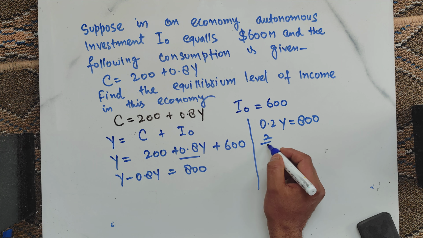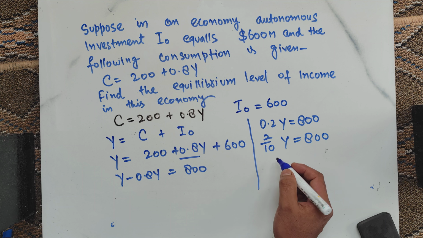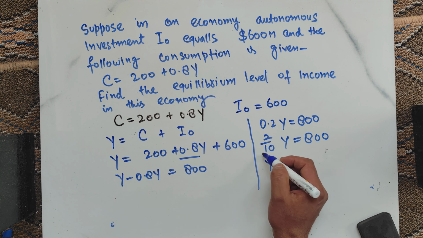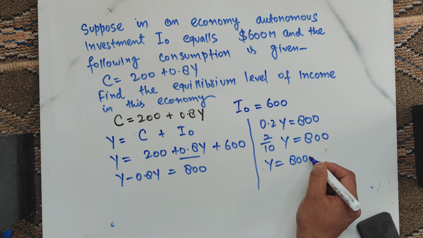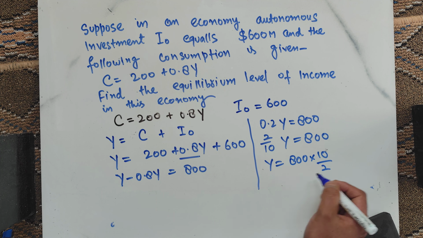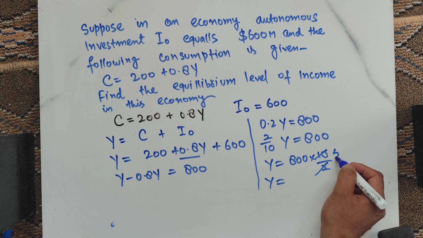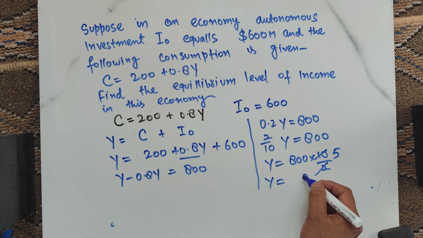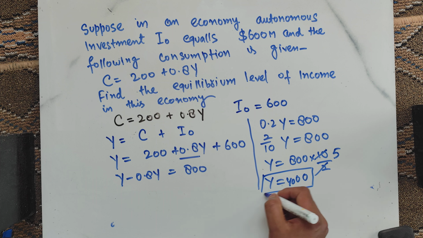0.2 can be written as 2 upon 10. So 2 upon 10 y is equal to 800, or y will be equal to, if I transpose this term to RHS, it gets multiplied but reciprocated, it becomes 10 upon 2, or y will be equal to 800 times 10 upon 2, which is 5 times 800, which is 4,000. So for this economy, the equilibrium level of income will be $4,000 million.